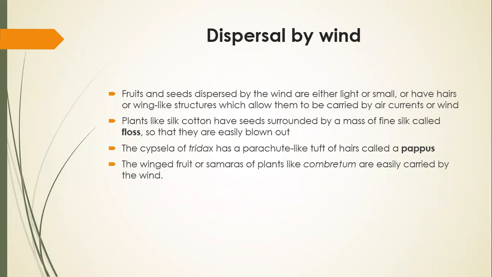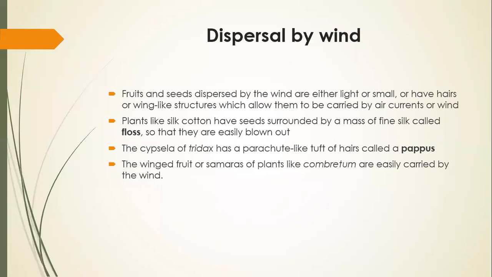dispersal by wind. Now, the fruits and seeds that are dispersed by the wind are either small or light. They are not heavy. They are very light, very small, so they are able to be carried along by the wind or current of the wind. What enables them to be carried away is that they have wing-like or hair-like structures around them.